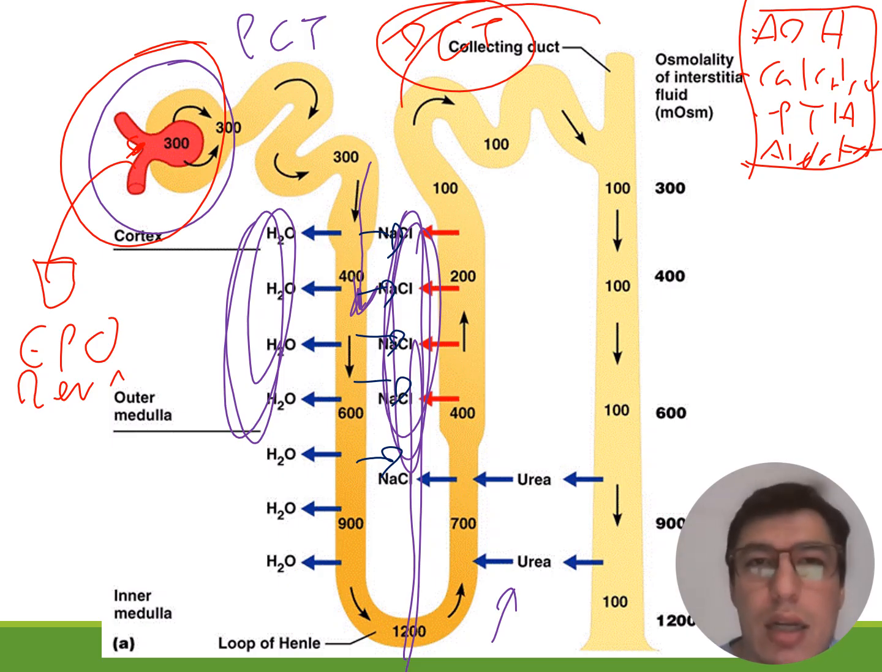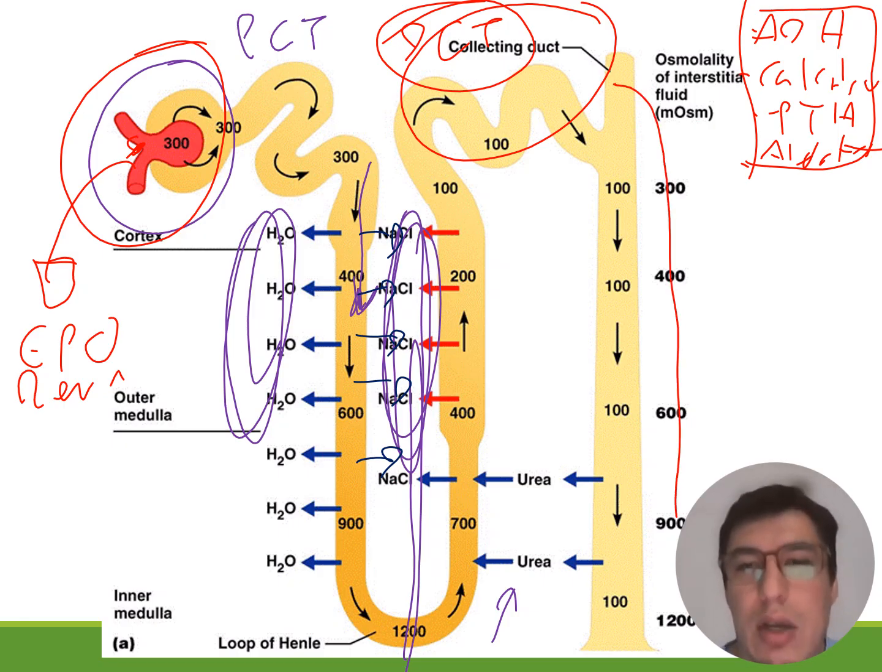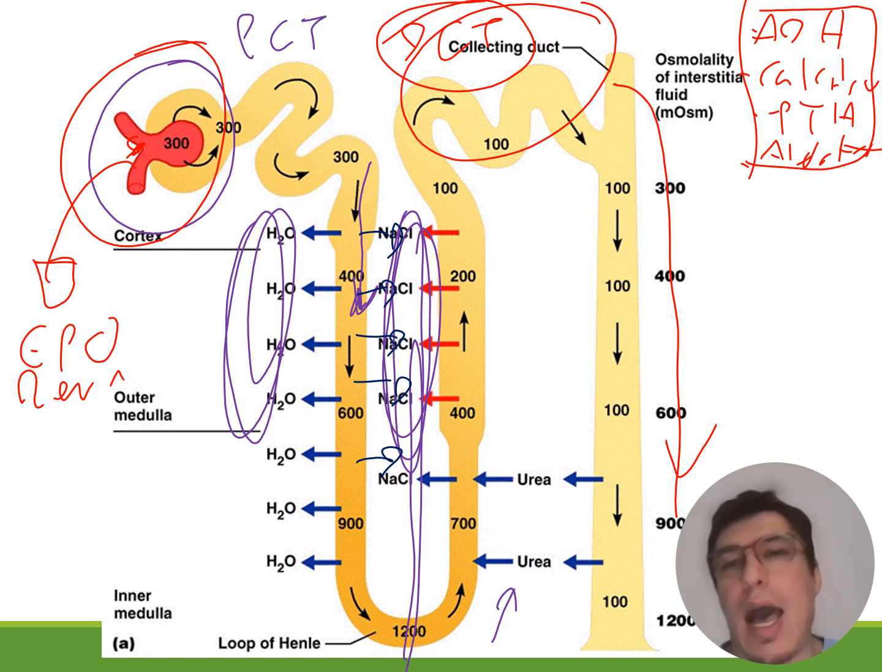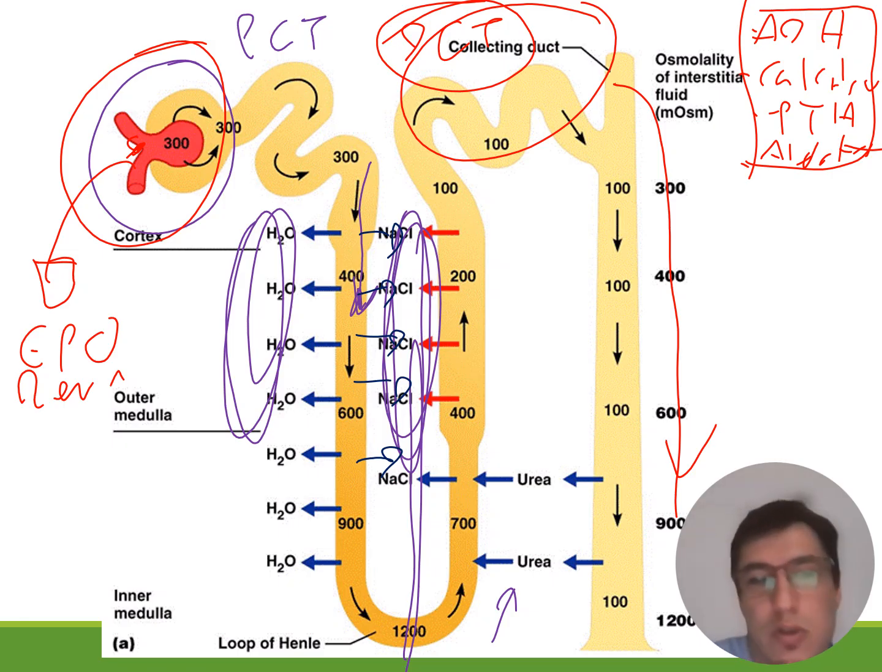Now, once we are done with that active reabsorption of nutrients, then we'll go into that collecting duct, and there is where we're getting rid of that urine that is going to go into your renal papilla, your minor calyx, your major calyxes, and so on and so forth.